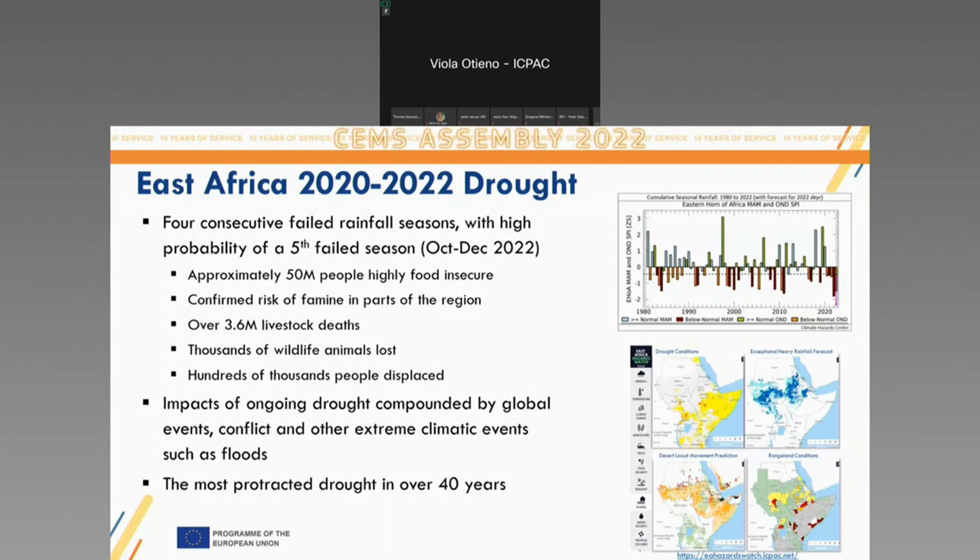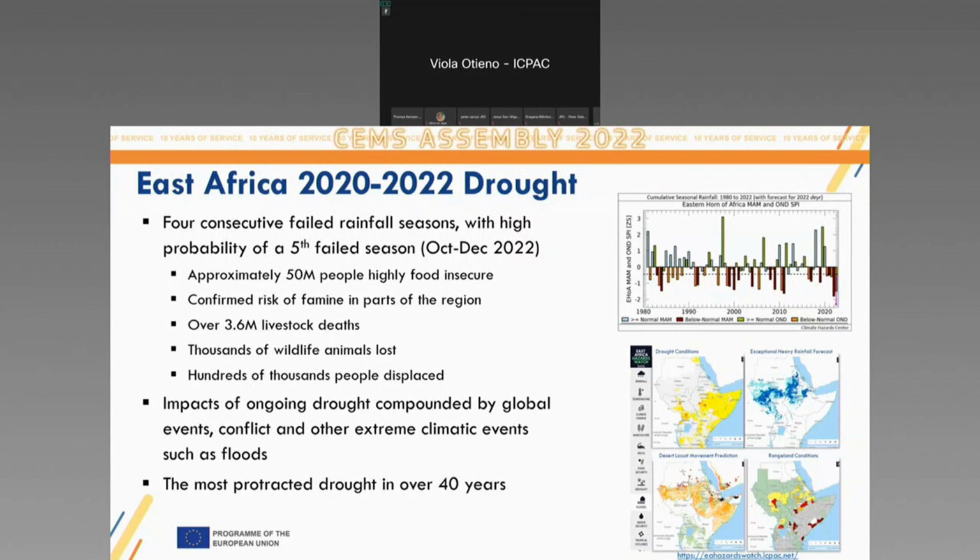So if you look at the graph on the top right, you see that this is the longest drought period we've ever had. And also in terms of intensity it is quite severe. The impacts, of course, are not isolated. They're compounded by global events, also conflict and insecurity and other climatic events such as floods. So if you look at the bottom images, the image on the bottom right, you can see that you have areas experiencing exceptionally heavy rainfall, yet at the same time, you also have areas that are in drought conditions as well.